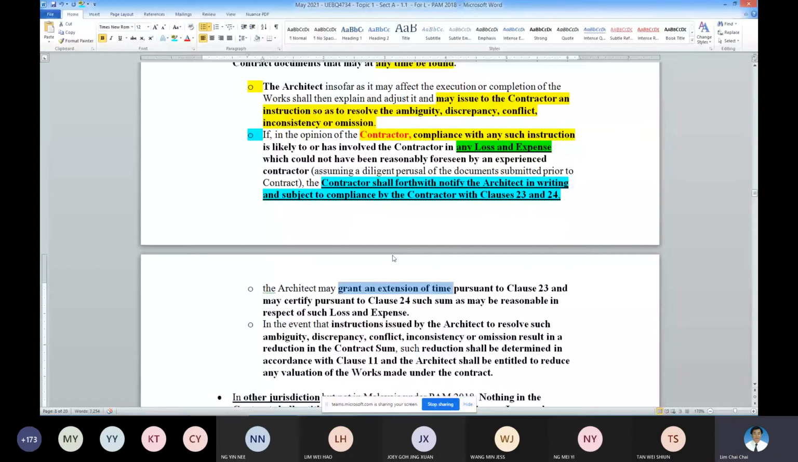If complying with the instruction incurs additional time, then the contractor needs to inform the architect on the additional time and money incurred. This one is additional money, this one is additional time. So also making use of the same clause 23 and 24 to inform the architect on the money and time incurred, for the architect to evaluate.